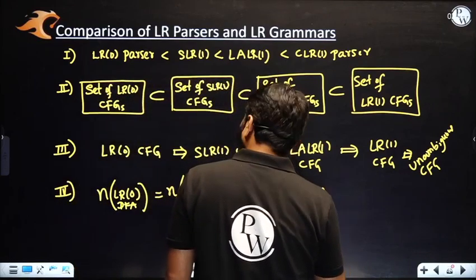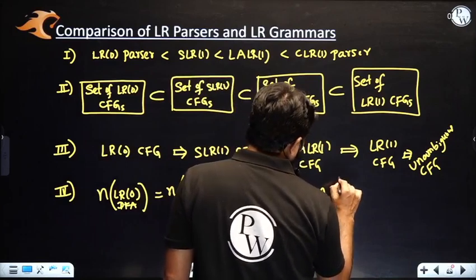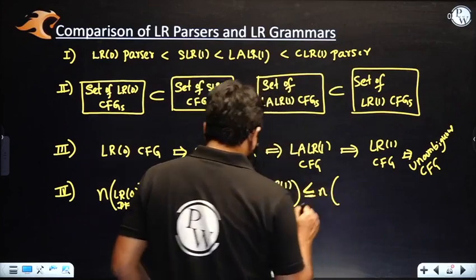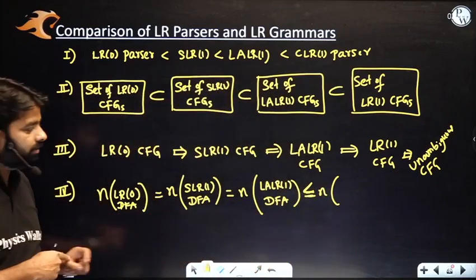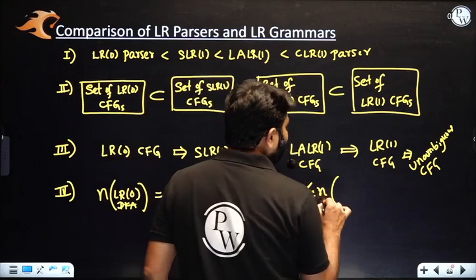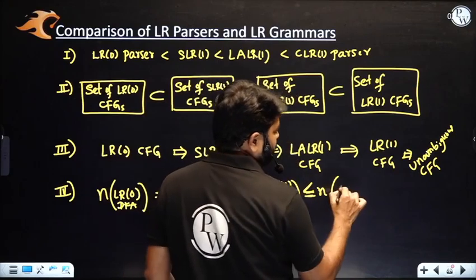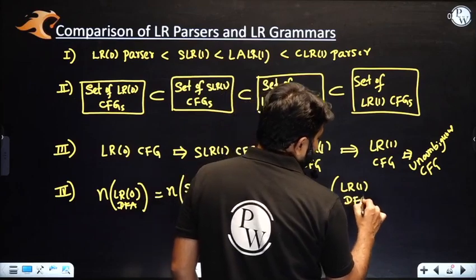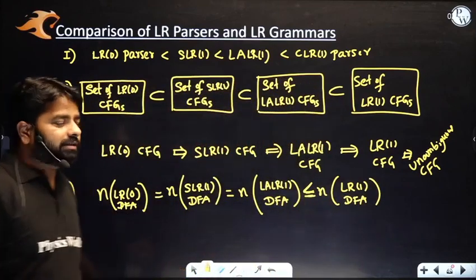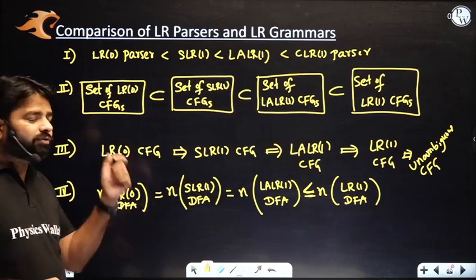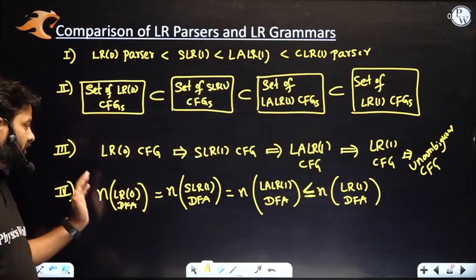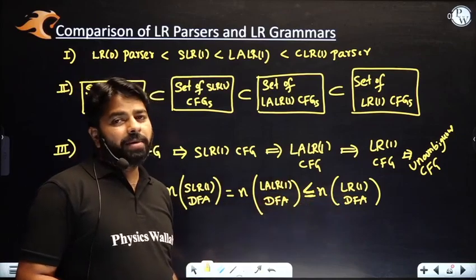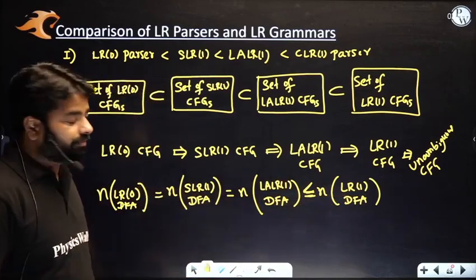Okay, here in this fourth point, the number of states in this one is less than or equal to. Even though these three are equal all the time, the CLR1 may have more states or equal to the others. CLR1 DFA, that's the diagram. It's a very, very important relation in terms of the state diagram. These three will have the same number of states, but this one may have more than or equal to these three.